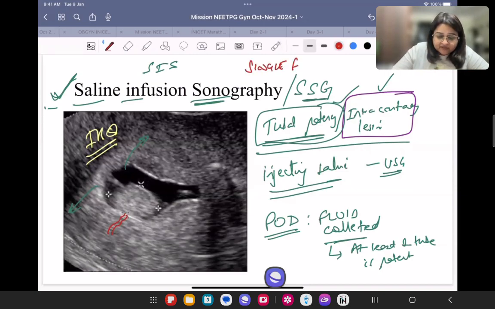So a single feeding vessel is seen in an endometrial polyp. But if you see vascularity all around, it is likely to be a fibroid. So a Doppler will tell you how to differentiate between a polyp and a submucosal fibroid.